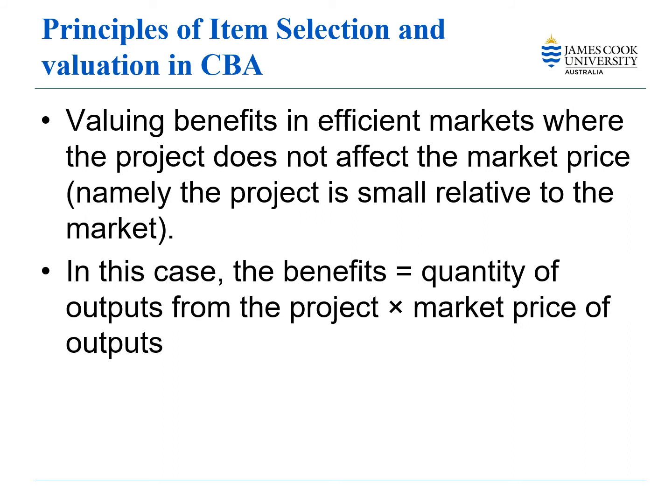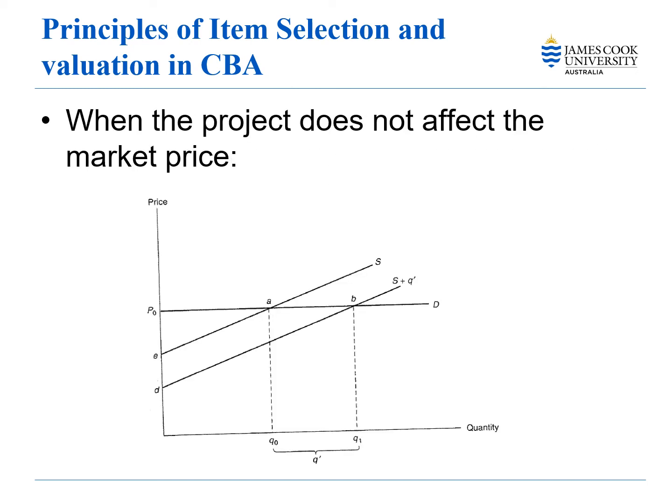So when we are valuing benefits in efficient markets where the project does not affect the market price, for example, again, the electricity, the hydroelectric dam project. Suppose it's small compared with the electricity market, so the electricity that this dam project generates does not affect market price. In such cases, we can just measure the benefits as quantity times the market price. For example, like this diagram.